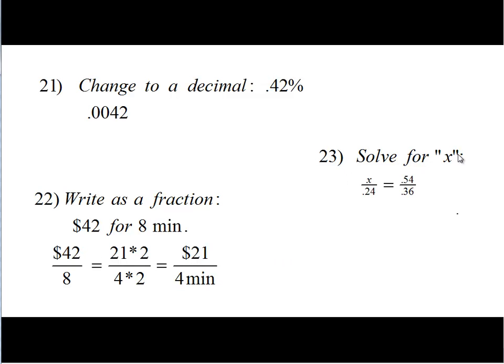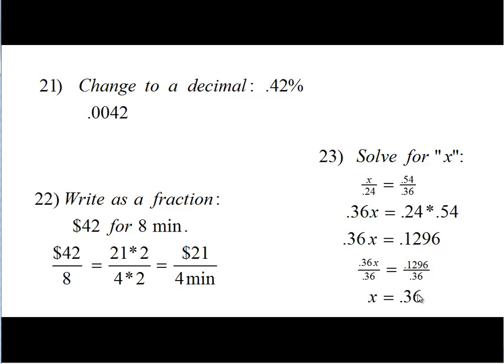Okay, 23, solve for x. You take x times 0.36, so it's 0.36x, and you take 0.24 times 0.54. Type this in your calculator. 0.24 times 0.54 should be 0.1296. Divide both sides by 0.36. So 0.1296 divided by 0.36. Type this in your calculator, and you should get 0.36. So that should be all those in section 5.